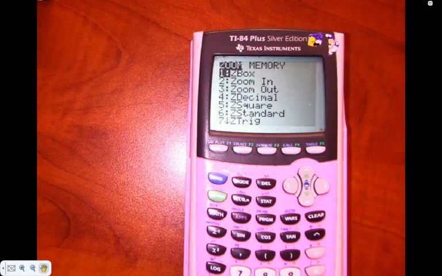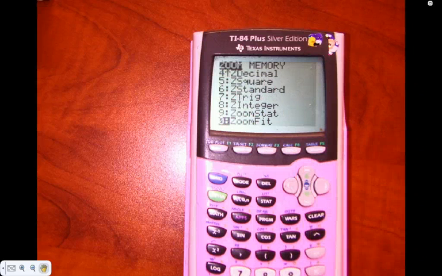Zoom. What do we pick for zoom? Okay, so let's rule out what we're not going to pick. Which of these are we definitely not going to pick? Trig is out because there's no trig function in it. Well, standard might give us to us, but we're dealing with big numbers, so maybe not. Zoom box, not so much. Okay, so we could do a zoom out. We could do a zoom fit. Okay, let's do a zoom fit and see what the calculator wants to give us.